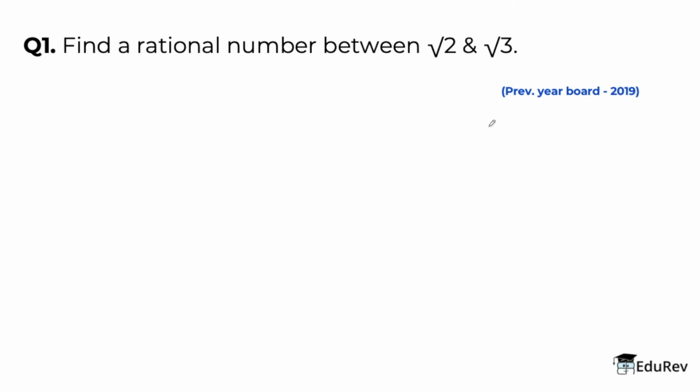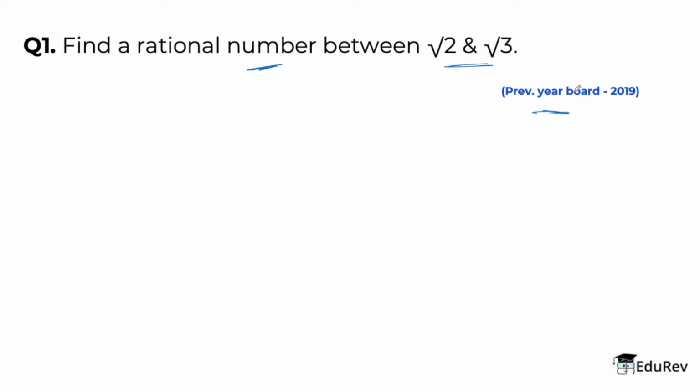Our question 1 states that we need to find a rational number between root 2 and root 3. Keep in mind, this is a previous year board exam question. That means if you're able to solve this, then you can easily crack all the other questions related to the topic in your boards. So let's get started.